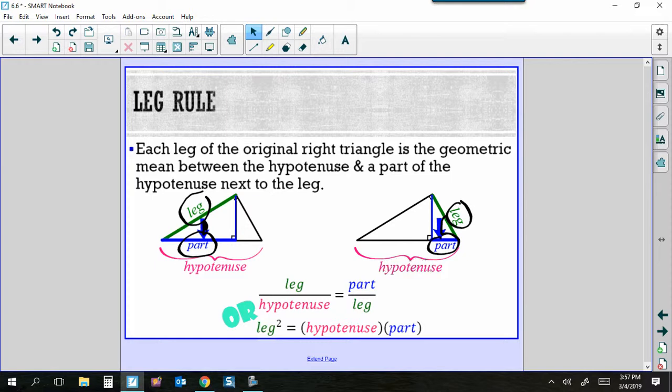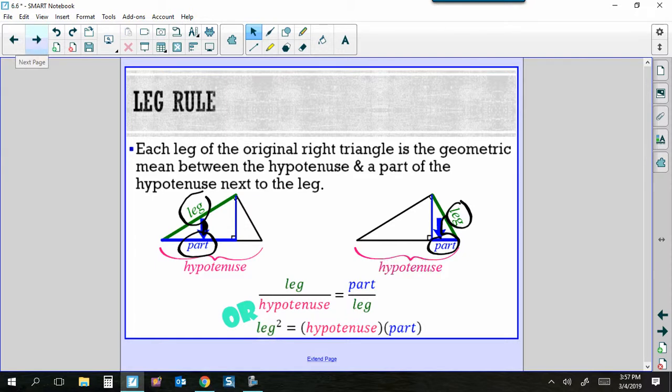Now, you'll understand this a little bit better once we get talking about the altitude rule, but one of the things that I tell my students to help remember the leg rule is anytime you draw those little glasses, you need them to see the whole hypotenuse. You need the glasses if you're going to see the whole thing. Now, let's talk about the altitude rule.